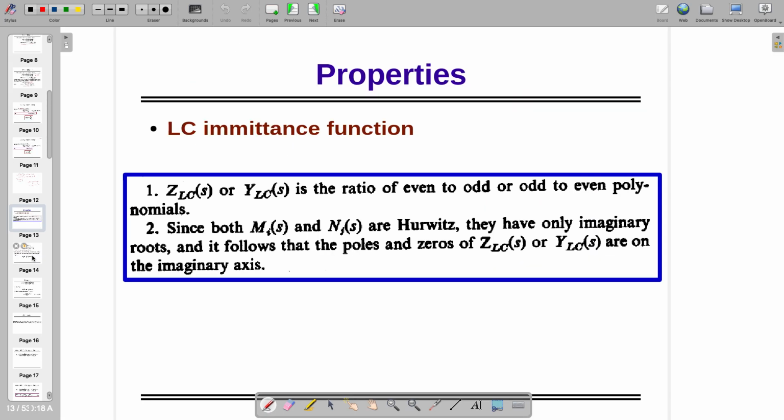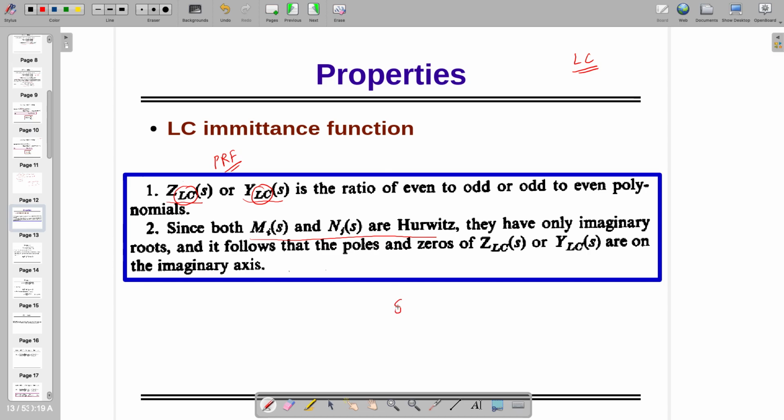Okay. So now looking at the properties, ZLC of s or YLC of s, we are specifically writing this in the subscript just to mention that this is for only and only LC circuits. It's a ratio of even to odd and odd to even, right? Since Mi of s and Nj of s are Hurwitz, because if this is not a positive real function, you cannot make the circuit using LC. So it has to be a positive real function. All positive real functions are Hurwitz.